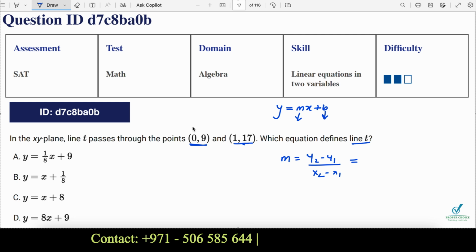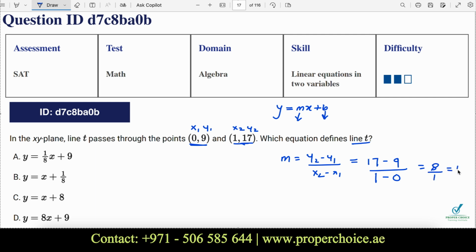If you assign this pair of points as x1, y1 and this pair of points as x2, y2, don't name it as x2, x1 or y2, y1. First value is always x, second is always y. Then substitute it. Y2 is going to be 17 minus 9, that is y1, divided by x2, which is 1, minus x1, which is 0. So what are we going to get? 17 minus 9 is equal to 8, divided by 1, which is going to be 8. So the slope of the line that I was supposed to find is 8.